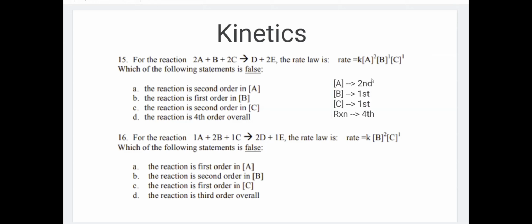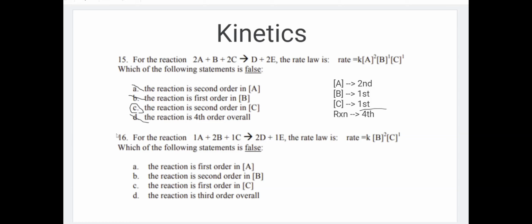So we can see here by the exponents that with respect to A it is second order, with respect to B it is first order, with respect to C it is first order, and the sum of these, which is 4, is going to be the order with respect to the entire reaction. So now we can just go through the choices. The reaction is second order in A, so that's true. The reaction is first order in B, and the reaction is fourth order overall, but it's not second order in C, it's first order. So we can circle C for our answer.